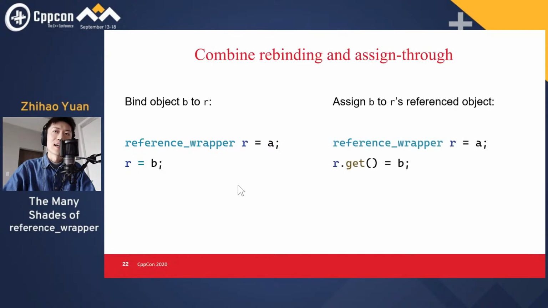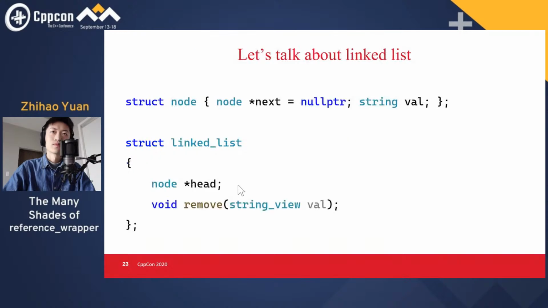If you want to assign to the bounded object, you can use the .getMember function to reach the bounded object and use that object's own assignment operator. So what's the use of this? Let's talk about linked list.